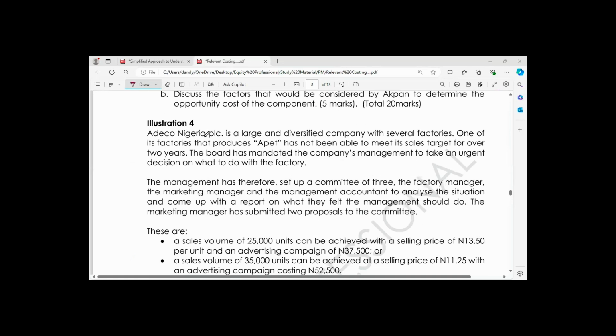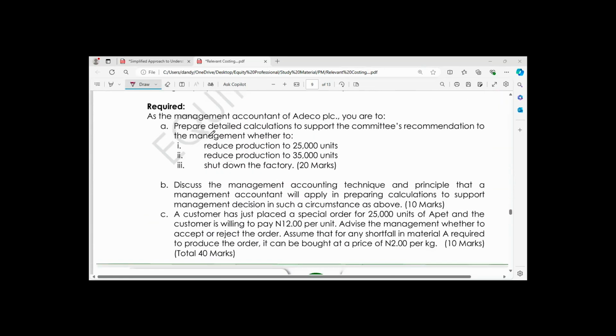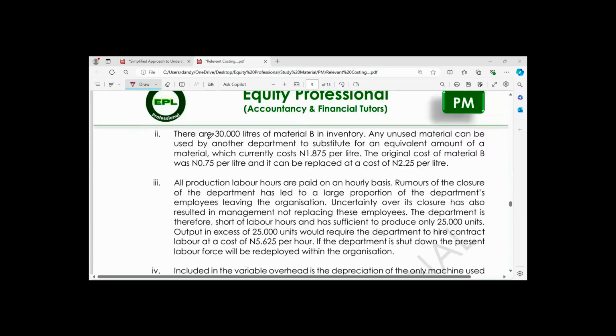Okay, then. So let's have somebody that will read this. Let's start with this one. Yeah, let's start with this Adepo kind of question.